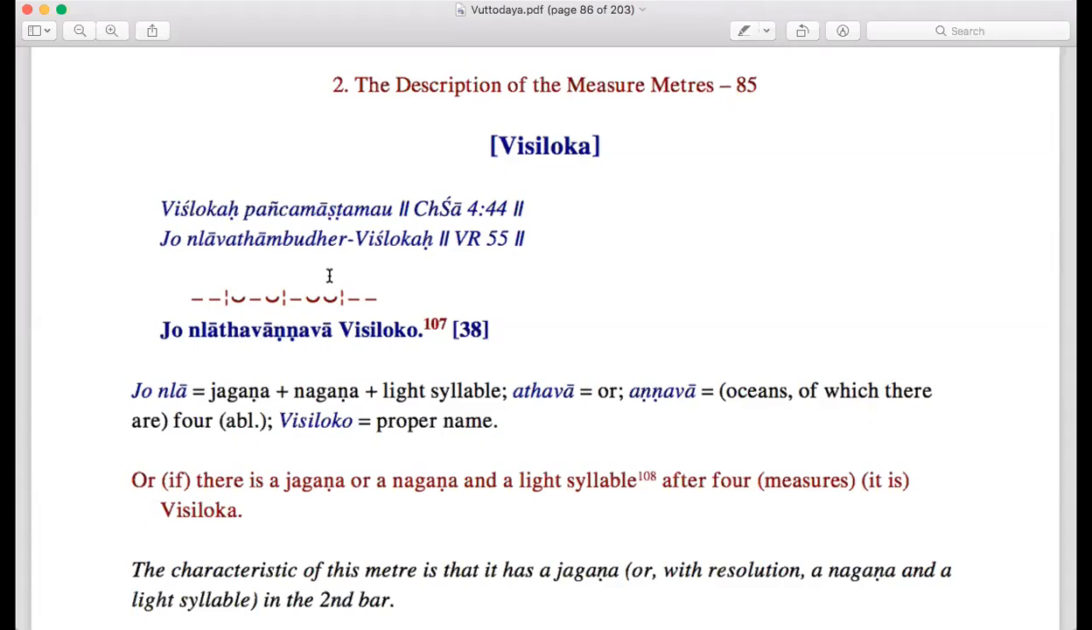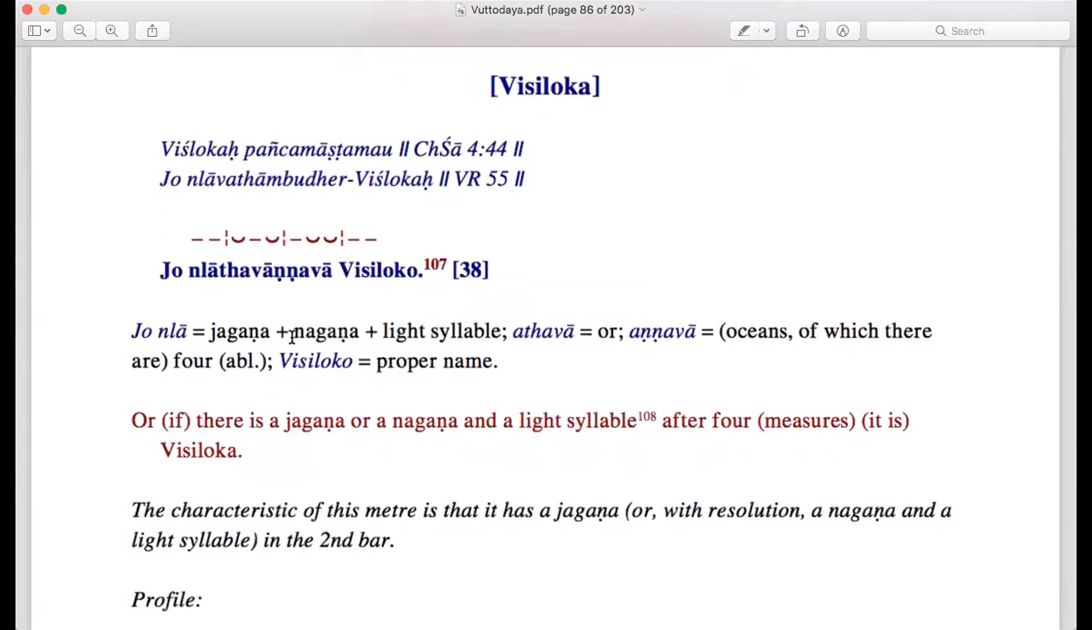So altogether, there should be 16 measures. That's the common rule of the Matthasamaka verses. And within those 16 measures, after the first 4 measures, there should be a Jagana. Or if the Jagana is not there, then there should be Nagana with the Lahu, like 4 light syllables and another light syllable. So that's it. Is that clear?